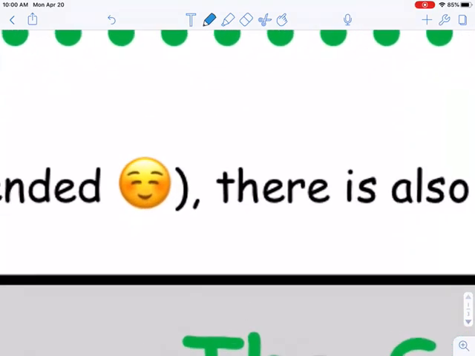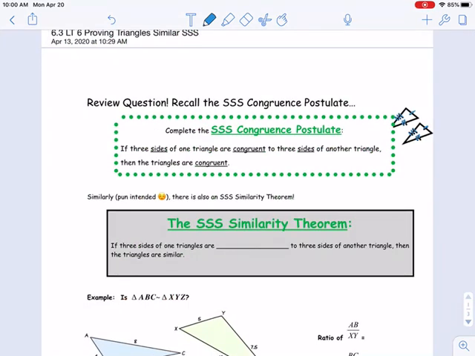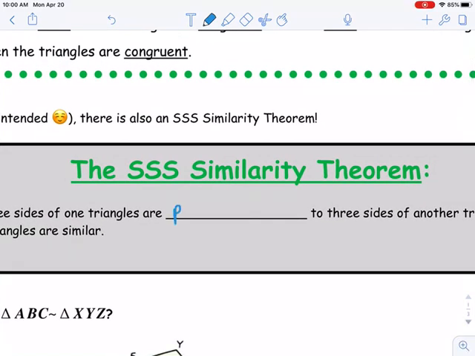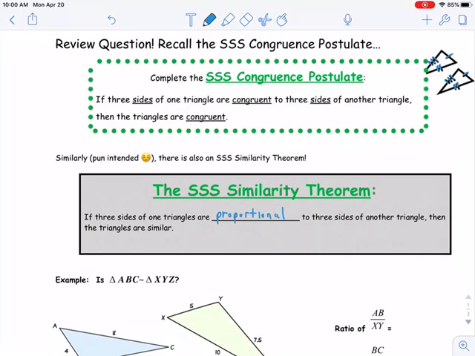Similarly, pun intended, smiley face, there's also a side similarity theorem. All right? If three sides of one triangle are proportional. All right? When you see triangles and you're talking about sides, you immediately have to know proportional. If three sides of one triangle are proportional to the three sides of another triangle, then the triangles are similar.